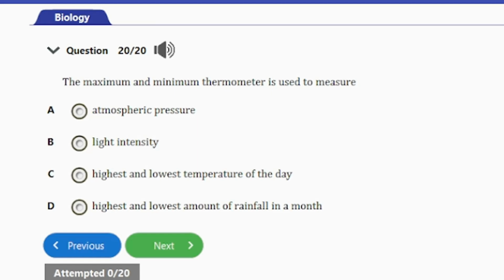This instrument is also known as the Six's thermometer, and it's a thermometer that registers the maximum and minimum temperatures reached over a period of time. So basically it's like a 24 hours thing. And guys, that's all about this, and this is where we end this video for today.